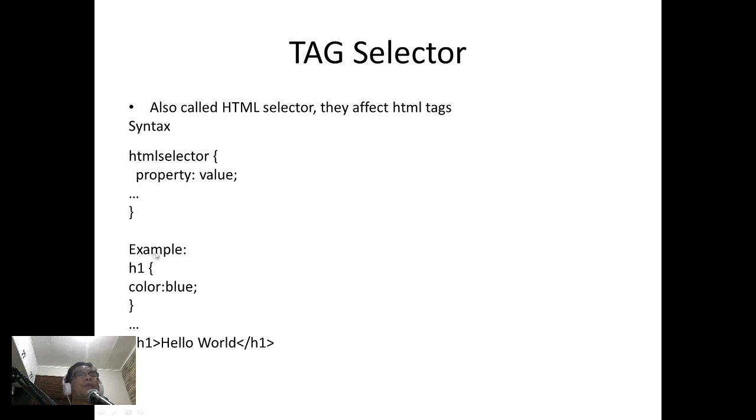As an example, we have here H1. That means that all H1 in our HTML code will be affected by this. Color here is an example of a property, then colon, and blue is an example of the value that we can give to this property. So what this means is that H1 here will be colored blue.